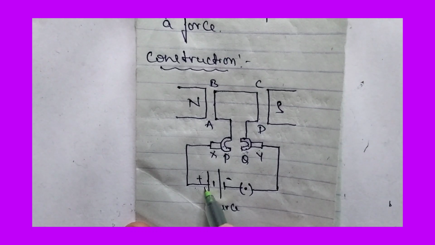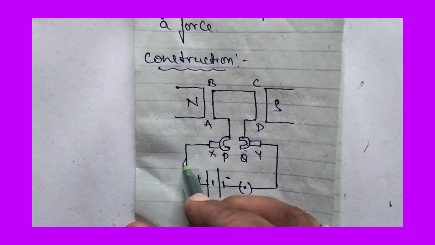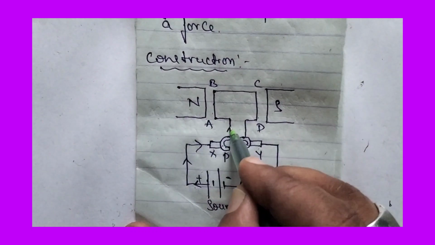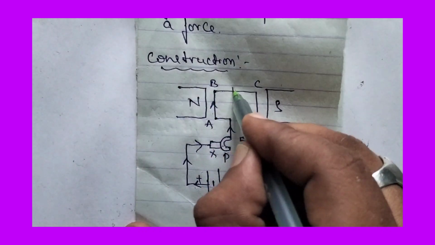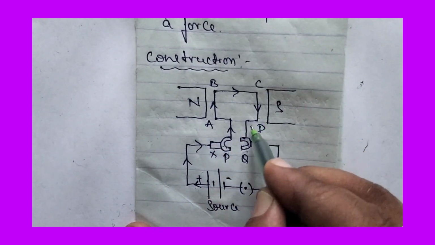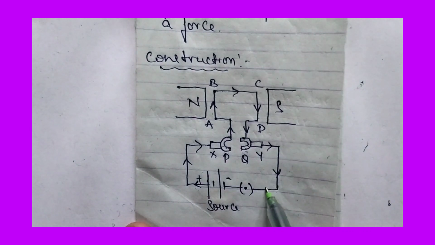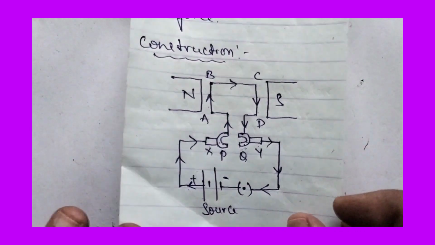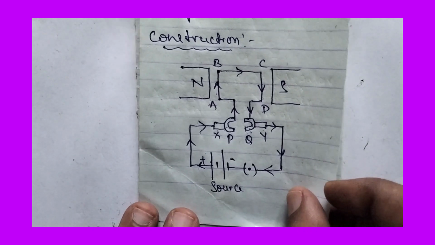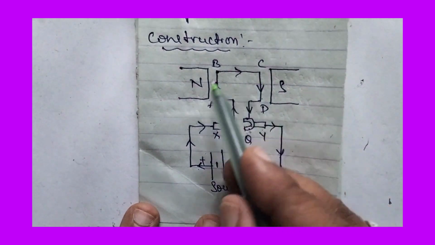We know that always the conventional current flows from positive terminal to negative terminal. We know conventional current always flows from the positive terminal to the negative terminal. Now let us see, when the experimental setup is made as shown in the figure.